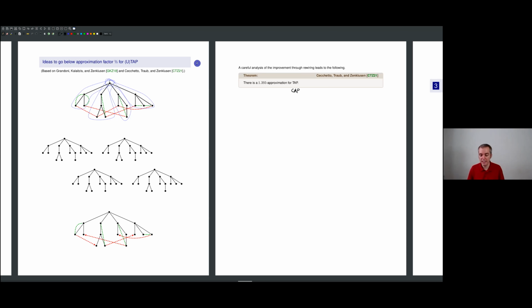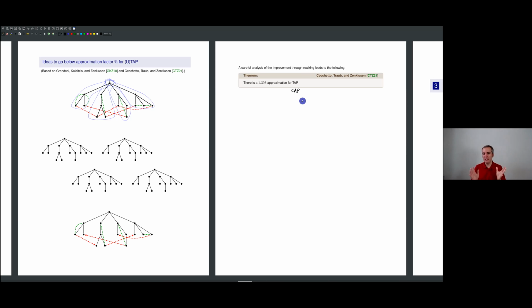I mentioned at the very end, this is a 1.393 result for TAP you can obtain. I showed the 1.5 plus epsilon approximation during the lecture, and said you can then improve it by a technique that improves one of these two rounding steps that we discussed. And actually it also extends to connectivity augmentation. This extension from TAP to connectivity augmentation is actually quite non-trivial. It's not just a simple observation, but there are quite a couple of new ingredients.